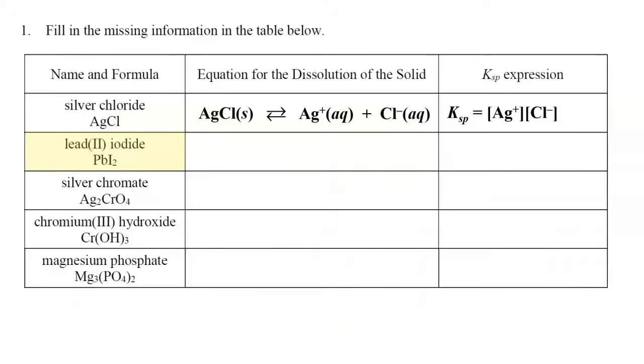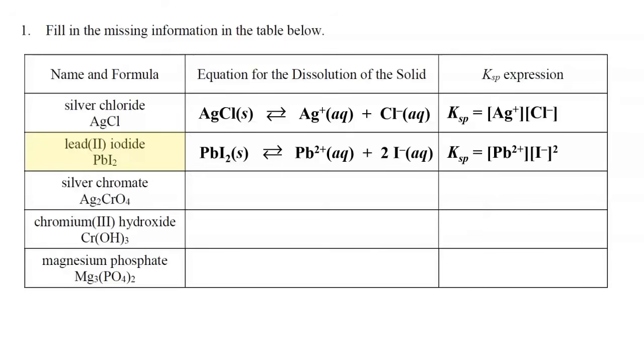So on the left, we have solid lead iodide, PbI2, and on the right, we have the lead ion with its charge and the iodide ion with its charge. Don't forget to include the charges on the ions. Don't forget to balance the equation. And again, I'm showing you the symbols for S for solid and AQ for aqueous to remind you that we include only the aqueous ions in the KSP and not the solid that is being dissolved.